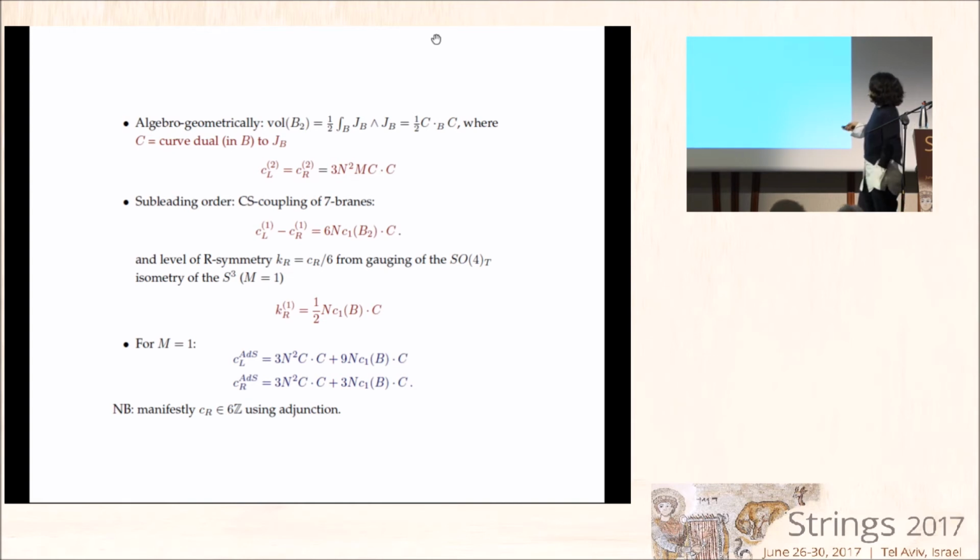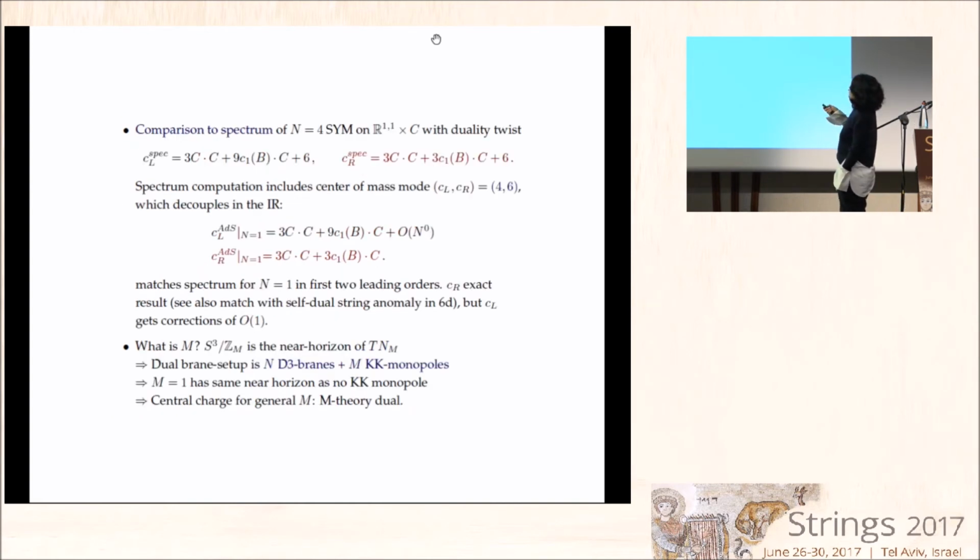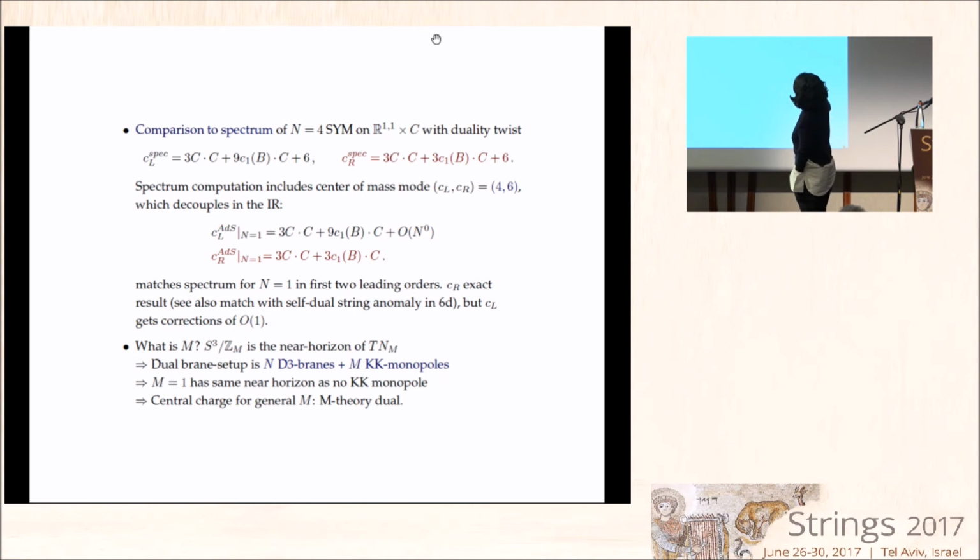And then the question is, how does that compare to what we got from the spectrum? From the spectrum, we got this expression here. Now, the spectrum calculation will have a center of mass mode in it, so we need to subtract that off. And so we get here from c_left, we get 2, and here we get 0. And if you now look at the complete AdS holographically computed central charge, the right-moving charge then matches exactly with the spectrum, and the left-moving charge is then only accurate up to order n to the 0.